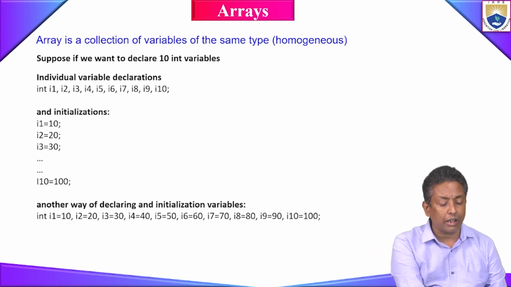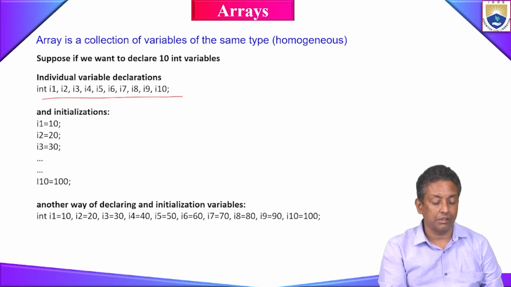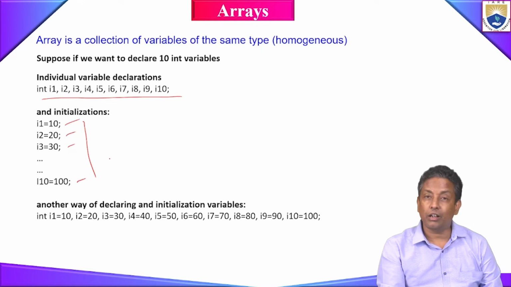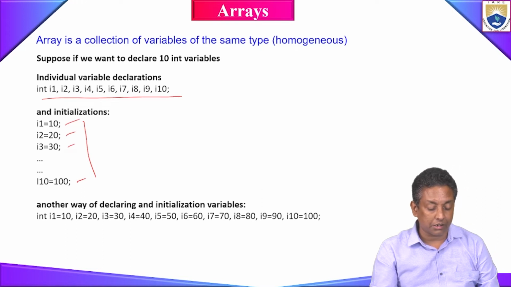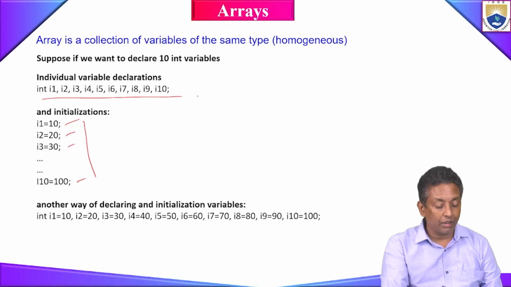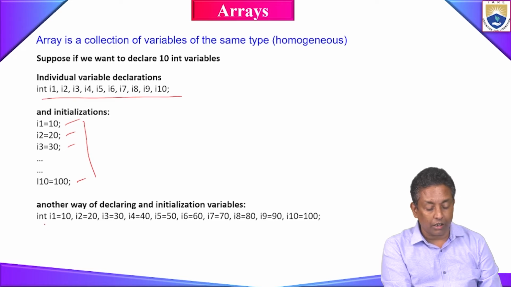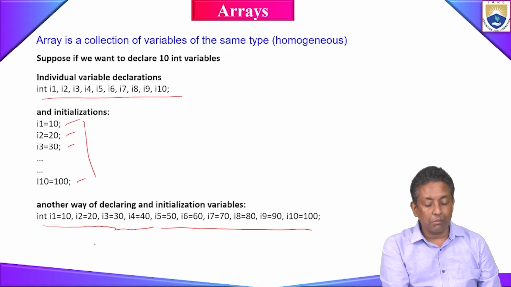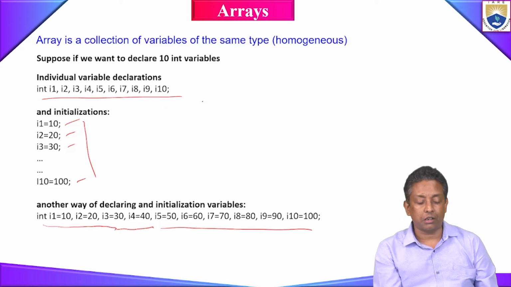Instead of declaring 10 integer variables like this and initializing each variable like this, i1 is equal to 10, i2 is equal to 20, i3 is equal to 30, i10 is equal to 100. Instead of initializing like this, and this is one way, this is another way: int i1 is equal to 10, comma, int i2 is equal to 20, comma, i3 is equal to 30, and many variables are declared in one row. But even so, the number of variable declarations is large here also.